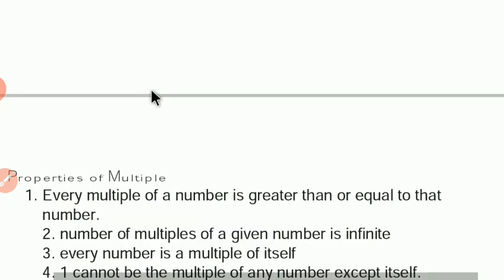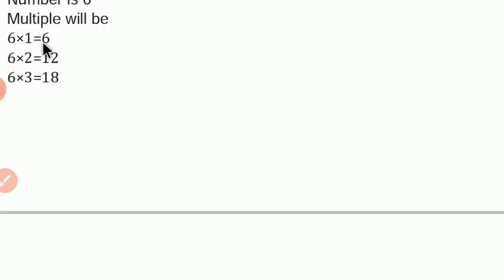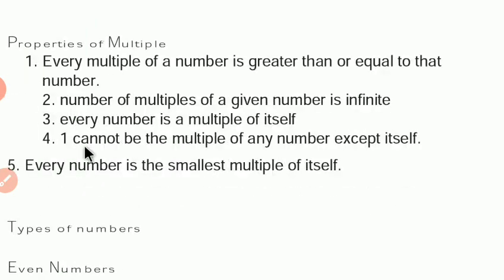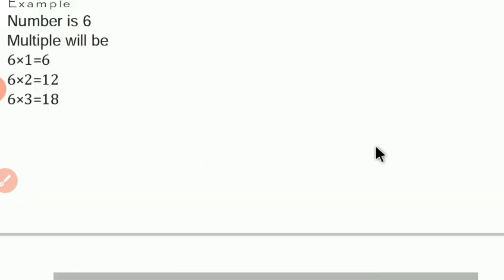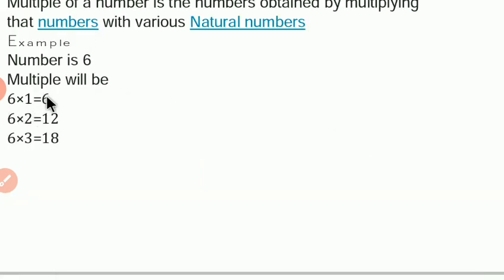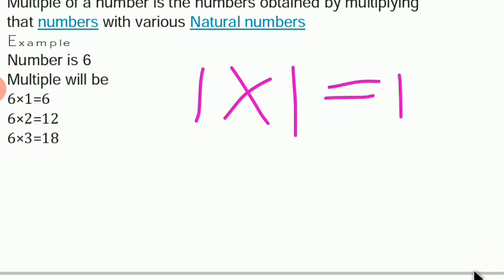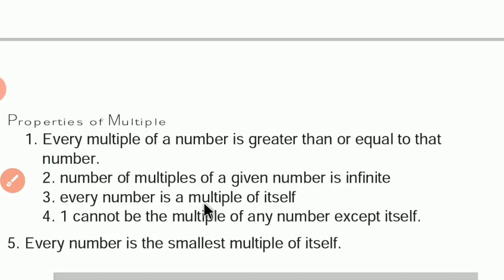Every number is a multiple of itself. You can see that the first multiple of 6 is 6, so every number is a multiple of itself also. 1 cannot be a multiple of any number other than itself. You can see here it is 6, 12 and 18, which means 1 did not come. If we write 1 into 1, if you write the 1st multiple of 1 only, then only is it possible that 1 will come. So 1 is a multiple of itself only, not of any other number.